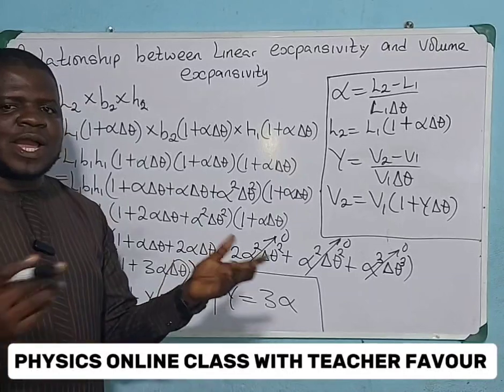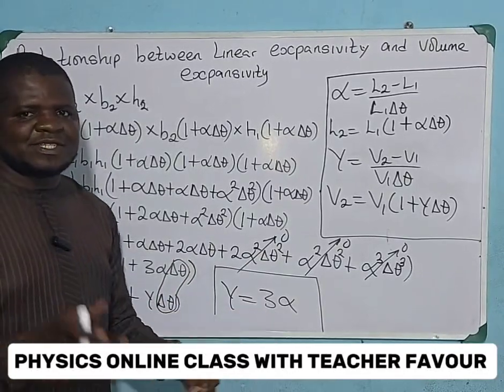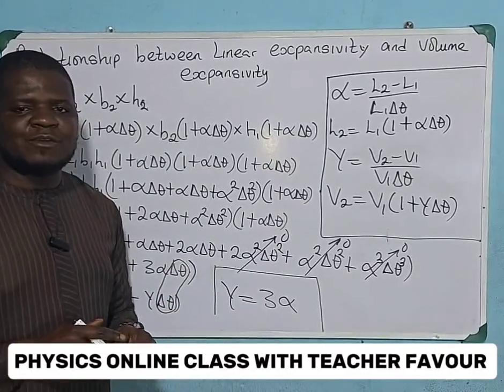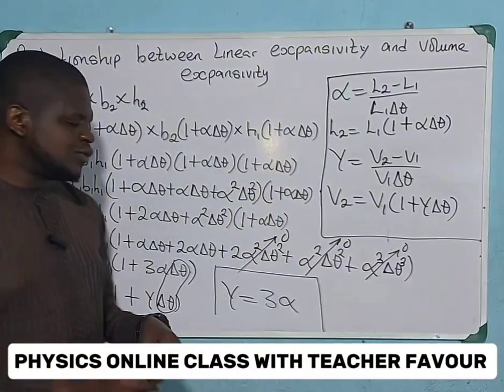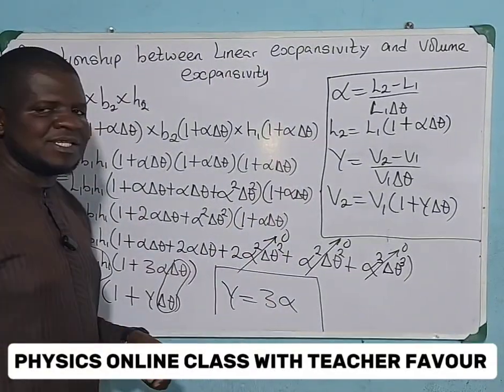In any case, where we are given the value for linear expansivity and we need to find volume expansivity, what we just need to do is to multiply linear expansivity by 3.